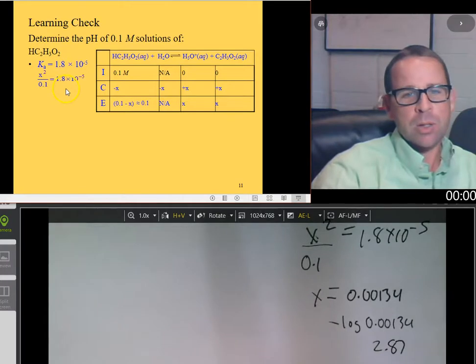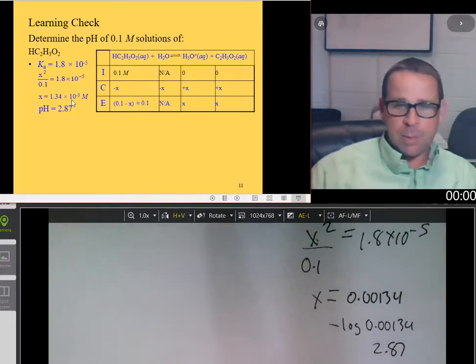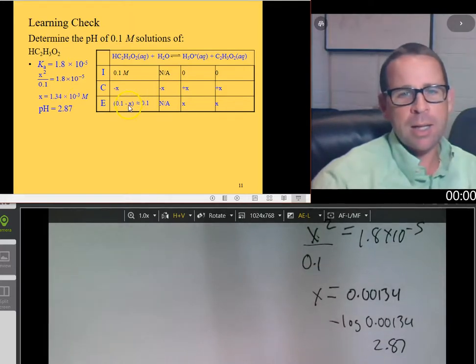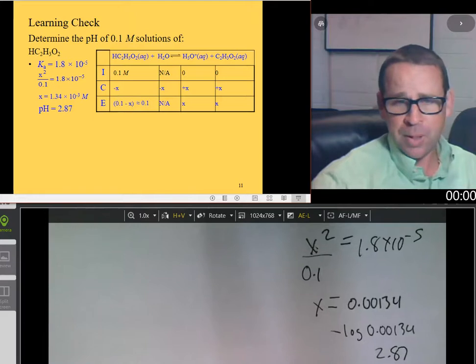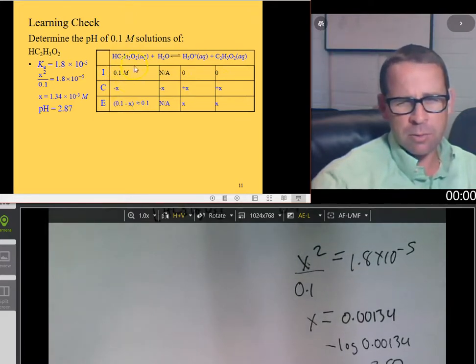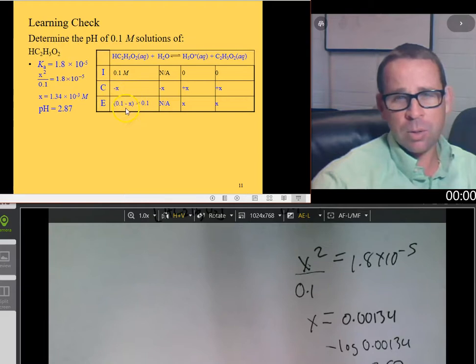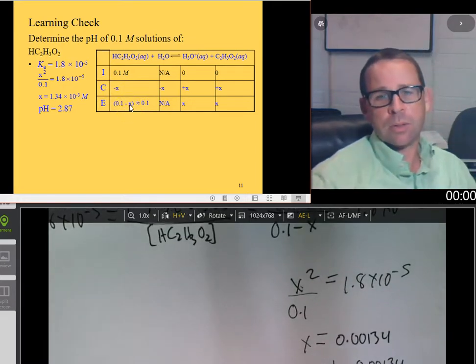Okay? So, again, we simplified this by eliminating that x term because I saw that the initial concentration of this stuff was so much higher than the actual Ka, therefore the shift here wasn't going to make a huge difference.